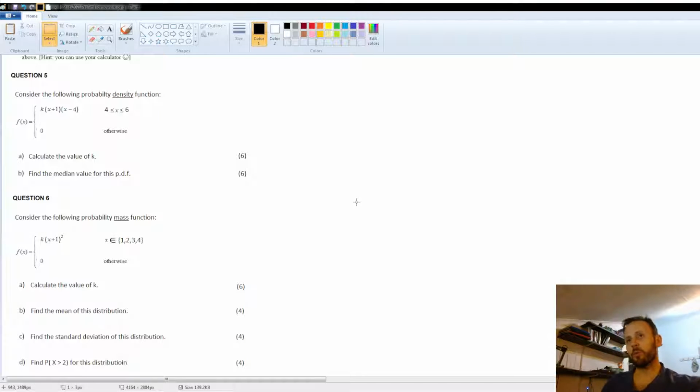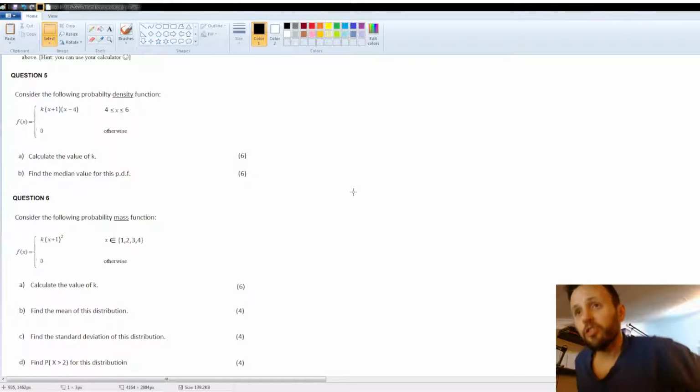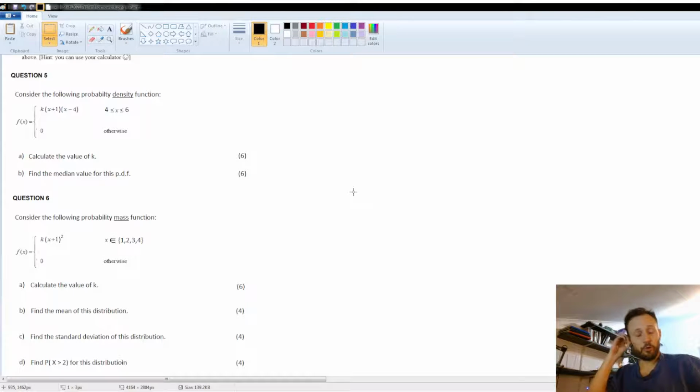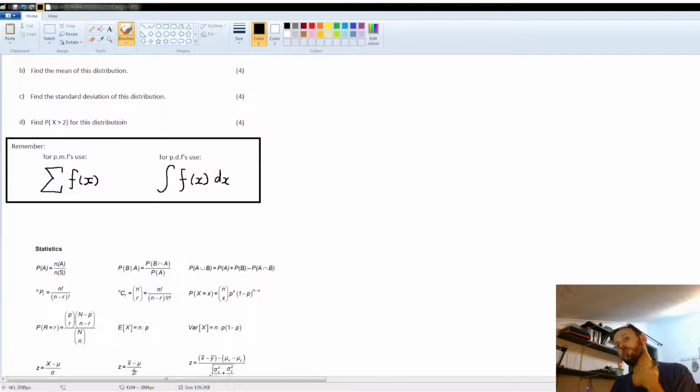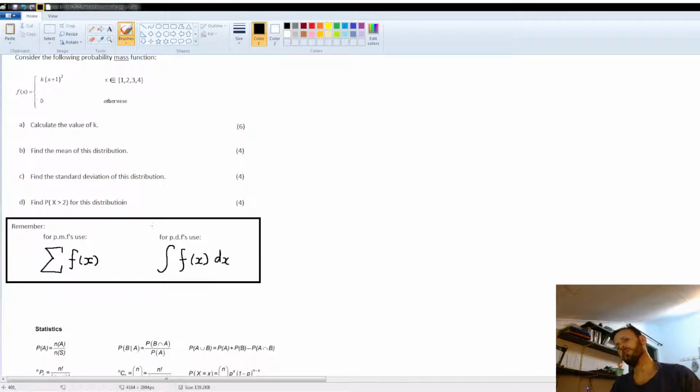Okay, consider the following probability density function. Immediately, you know that means a continuous variable, not discrete. Discrete is mass. So this is continuous, which means you're going to use integrals instead of summations. I put this down here in the block to remind you. This doesn't get given to you. There's no formula sheet thing like this. You just have to remember.